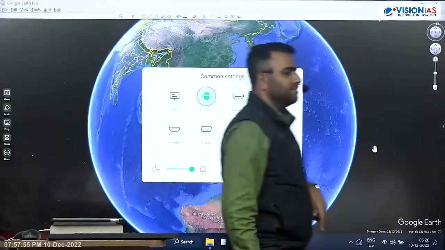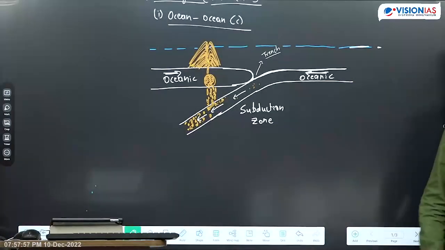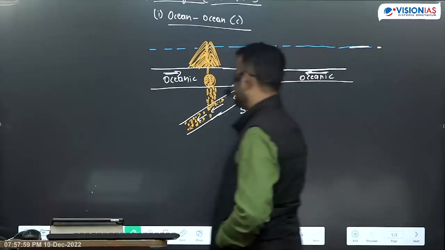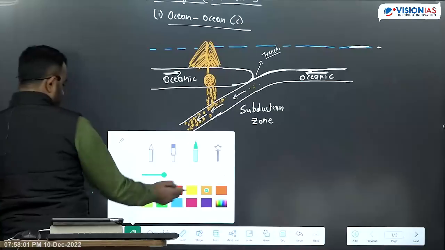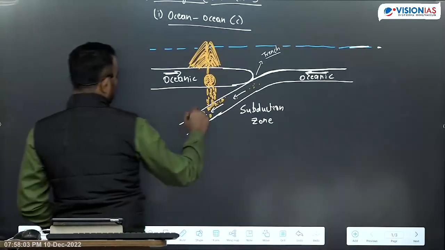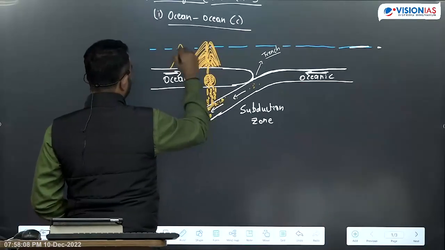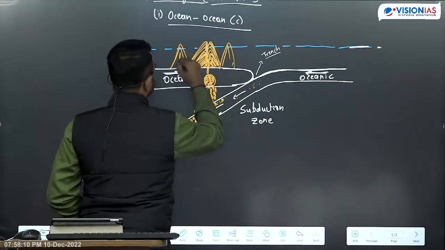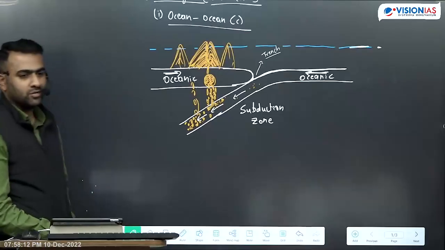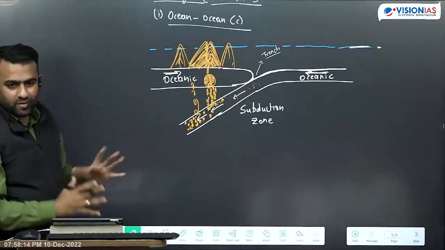Island arcs will keep growing to become a large group of islands. When a large group of islands is formed, okay, suppose eruption has happened here, eruption has happened here, multiple groups of islands have formed like this. As they start to grow, it results in the formation of a large group of islands.